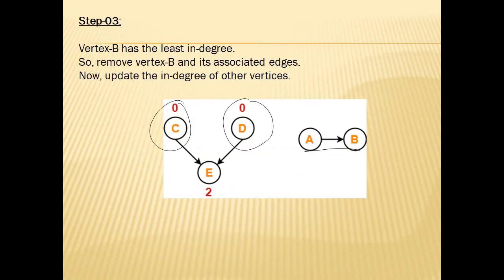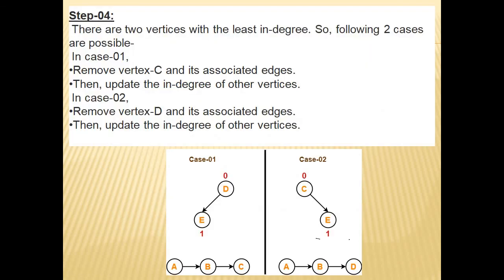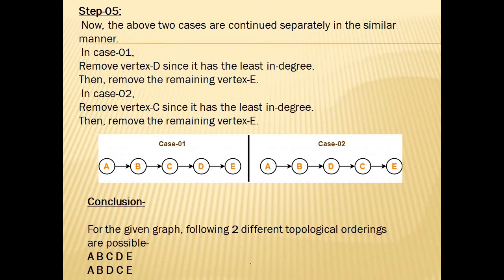So if I consider C and remove its associated edges here, then DE will come. If I consider D and remove its adjacent edges here, then CE will come. So it's happened. Again we'll calculate integrity. So for this it is 0, this it is 1. For this it is 0, this it is 1. Then again we'll remove it and add that one. So A, B, C, D will come here. Here A, B, D, C will come here.